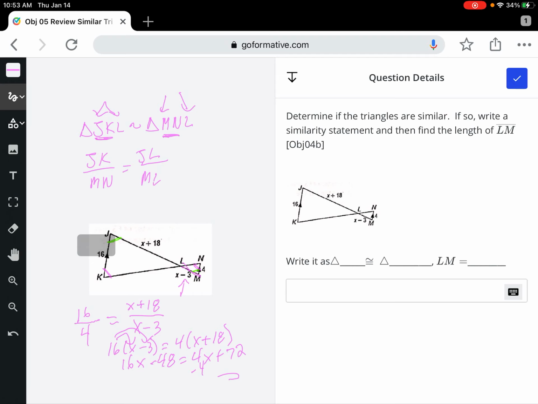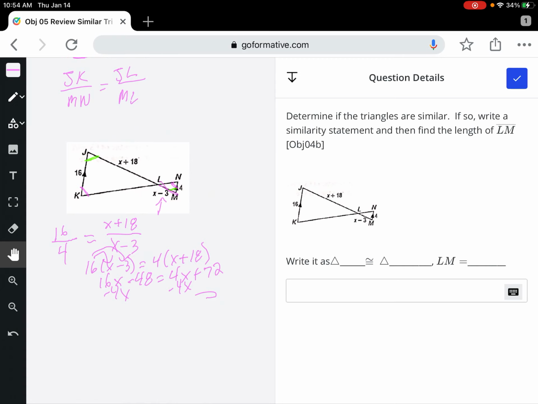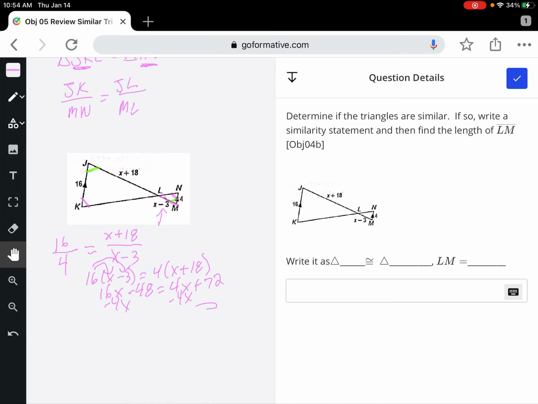I subtract 4x, subtract 4x. So I end up with 12x minus 48 is equal to 72. I add 48 to each side, which is 120. So I have 12x equals 120. I divide by 12, divide by 12. X is equal to 10.